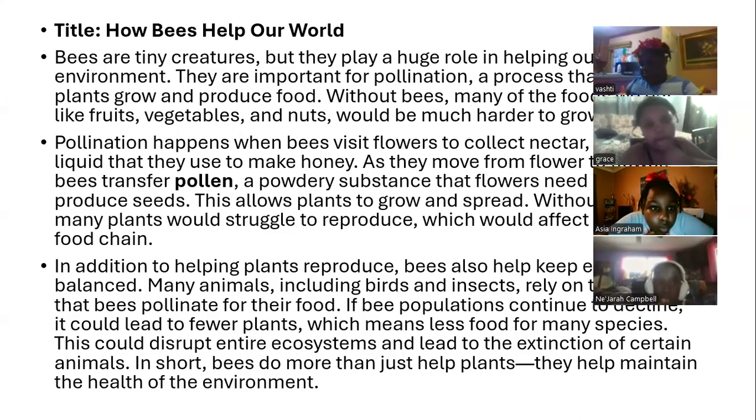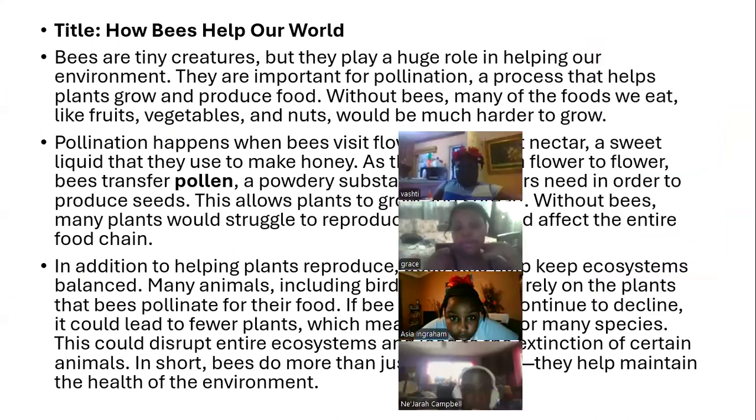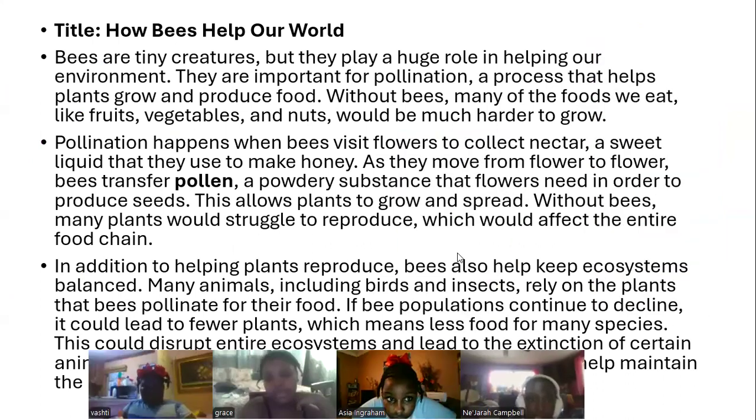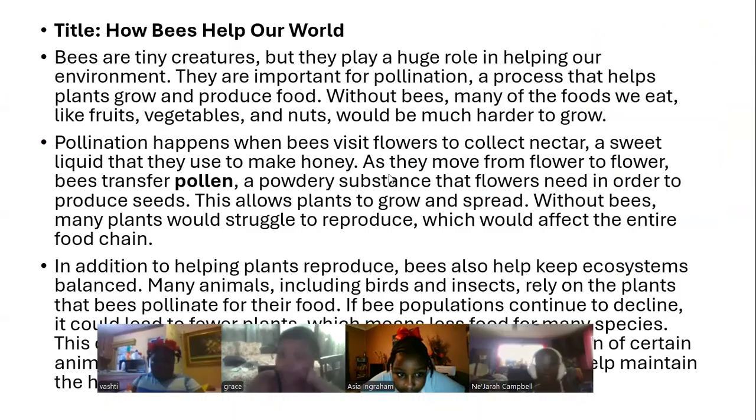Title: How Bees Help Our World. Bees are tiny creatures, but they play a huge role in helping our environment. They are important for pollination, a process that helps plants grow and produce food. Without bees, many of the foods we eat, like fruits, vegetables, and nuts, would be much harder to grow.